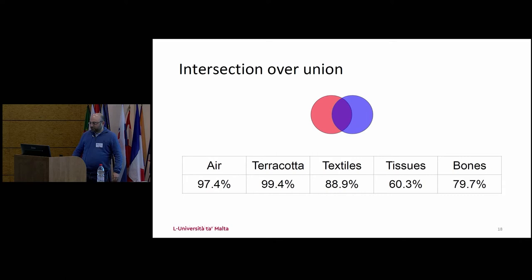Now, if we want to quantify that in terms of numbers, how well it's doing, we can take what the manually labeled part of a bone is, for example, and what the computer is labeling as a bone, and divide the area of the intersection by the area of the union, right? And that gives you a measure of overlap as a percentage. If it's 100%, that means that's a perfect fit. And we see that air and terracotta are being labeled very well. Tissues are the hardest to label, but in general, in fact, Paul was quite happy with it when we sent a segmented volume. So we still have some work to do, but we're quite happy as well.